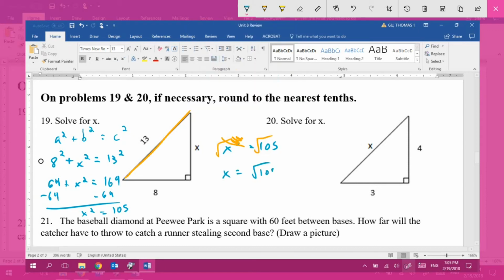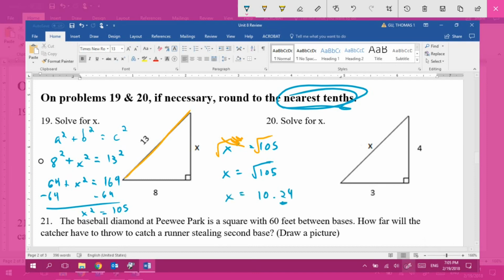Now read the directions here. It says round to the nearest tenth, so break out those trusty calculators. Okay. So, square root of 105, put that in the calculator. It says 10.24. This is a rounding exercise now. 10.24. It says round to the nearest tenth.